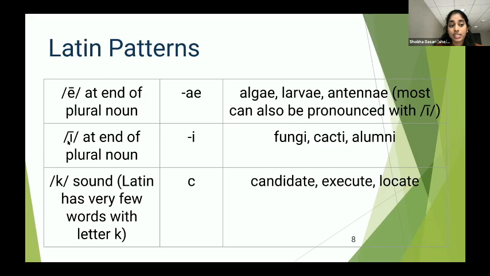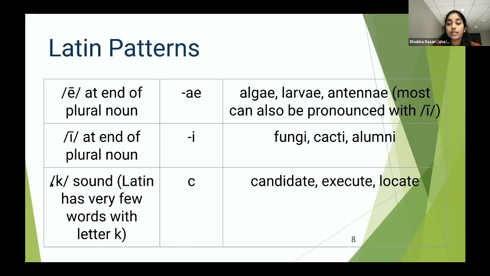Next example is around the I sound at the end of a plural noun. This is words like fungi, where the singular is fungus and the plural is fungi. With cactus as well, the singular is cactus, the plural is cacti. And with alumnus, the singular is alumnus, the plural is alumni. In these cases, when you have the I sound, it is spelled with an I. And then the E sound, where you'll have an E sound and sometimes an I sound, should be spelled AE. And so that's generally a language pattern for how plurals in Latin will work.